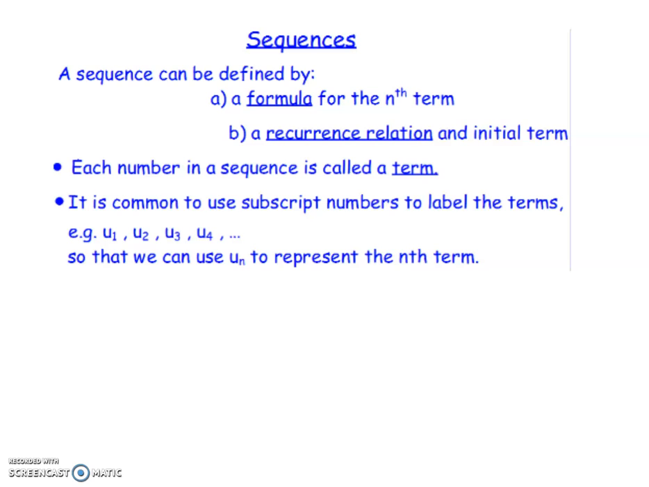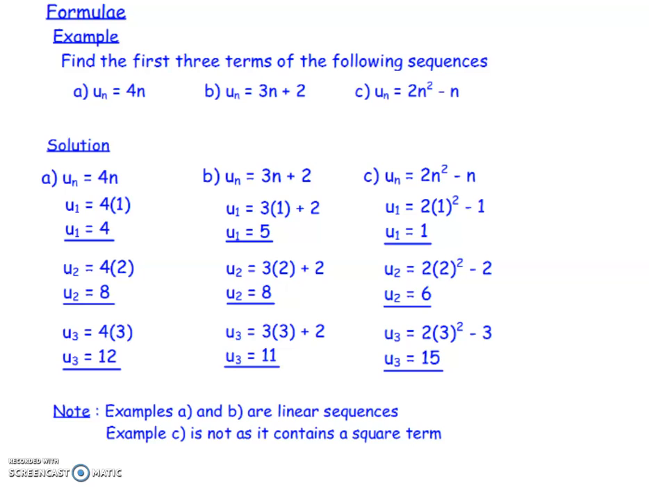So let's look at an example where you're finding out what's in a sequence. First, find the first three terms of the following sequences. a, Un equals 4n. If I want the first term, U1, it'll be 4 times 1, which is 4. The second term will be 4 times 2, which is 8. The third term will be 4 times 3, which is 12. So essentially you're talking about the 4 times table there.